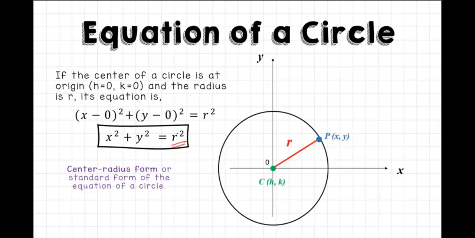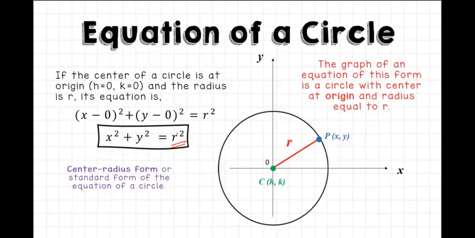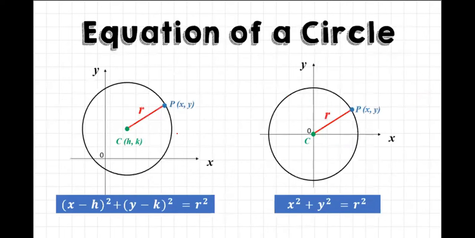Ito ngayon ang center radius form. So, the graph of an equation of this form is a circle with center at origin and radius, which is equal to r. Right. So, to summarize, ito po yung itsura ng dalawang equation na meron tayo. But of course, ang pinakamahalaga dyan, definitely is this one. Ito lang po ang dapat nyong kabisaduhin.